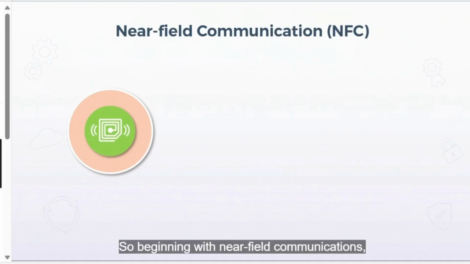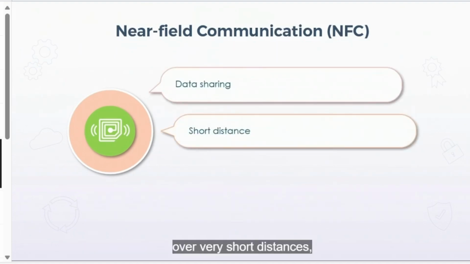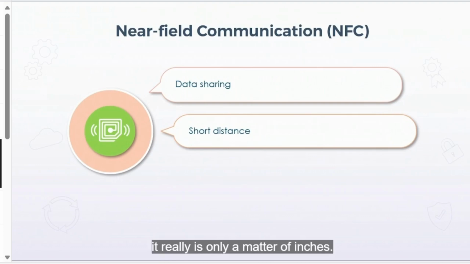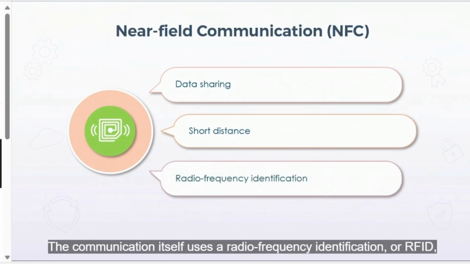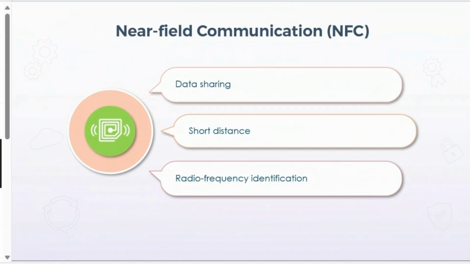So, beginning with near-field communications, this is a means of sharing and exchanging data between devices over very short distances, hence the name near-field. And in terms of what very short means in this context, it really is only a matter of inches. The communication itself uses radio frequency identification, or RFID, which is used in other types of communication that might have a greater range, but the very short range of NFC is actually one of its key characteristics, but we'll come to that in a moment.